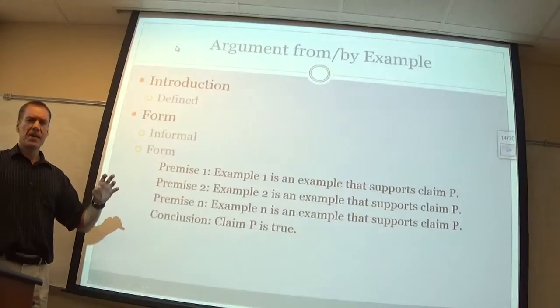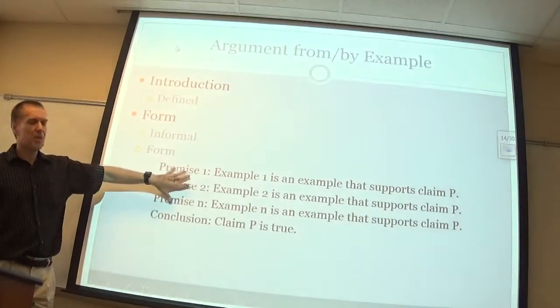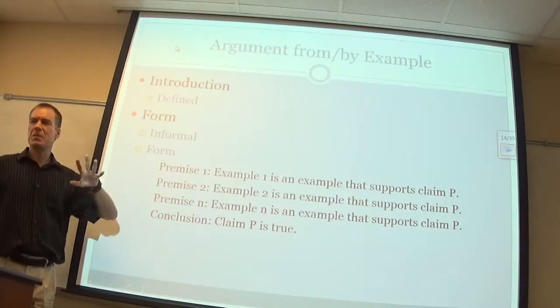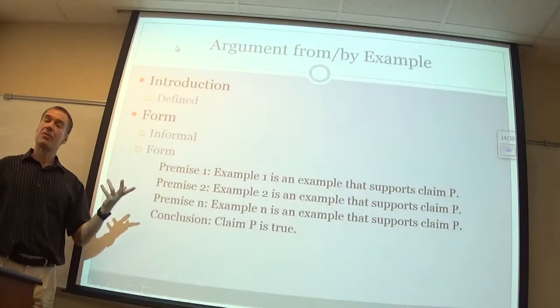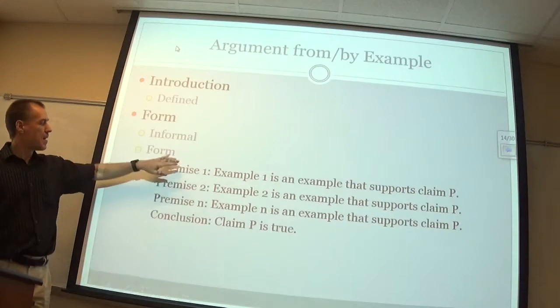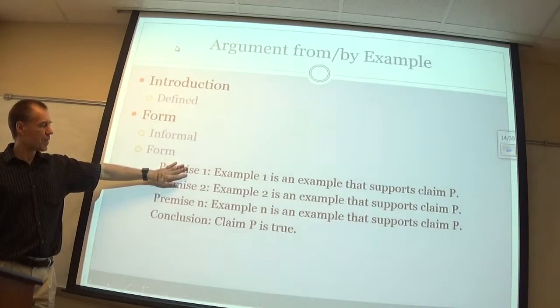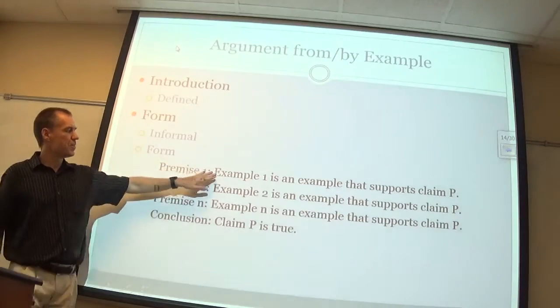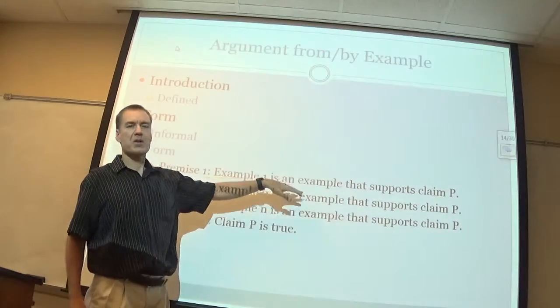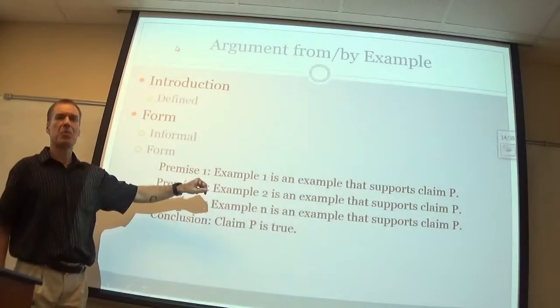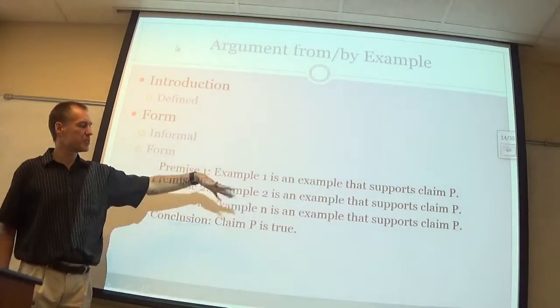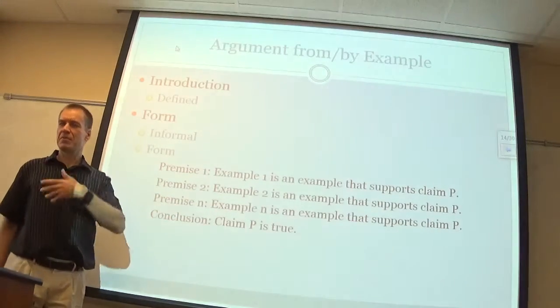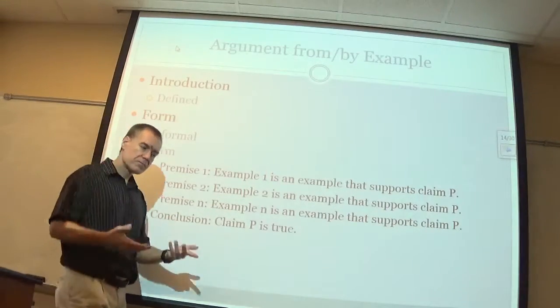Just like with the argument by analogy, there is a formal form which people typically don't use unless they're philosophers or very strange, or both. But the basic structure is this. For the premises, for the reasons, you provide examples. Example 1 supports the claim, example 2 supports the claim, example n, whatever number, supports the claim, therefore the claim is true.